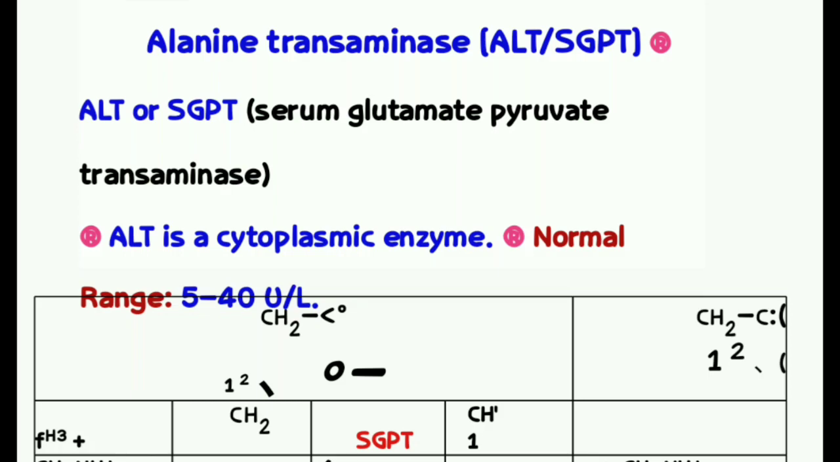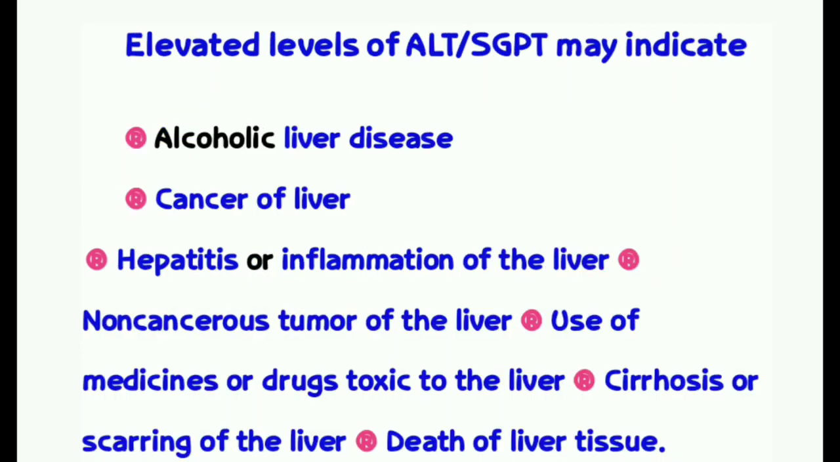Alanine transaminase, also known as ALT or SGPT, serum glutamate pyruvate transaminase. ALT is a cytoplasmic enzyme. Normal range 5 to 14 units per liter.